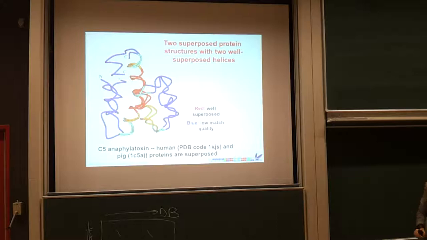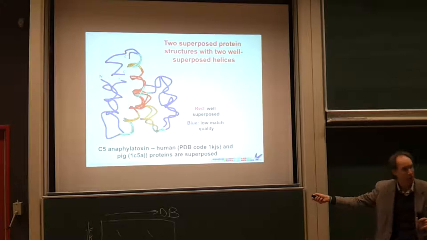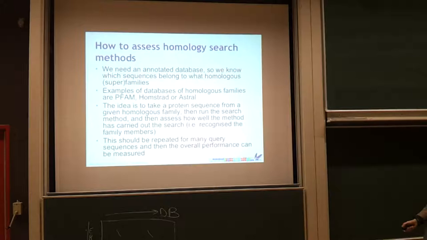Okay, next course, the idea is structure is more conserved than sequence, as we know, so if you're able to compare at the structural level, that will be good. But these are the complications you get into if you do. Okay, so how can we assess how good we are? How can we find out about scoring systems?